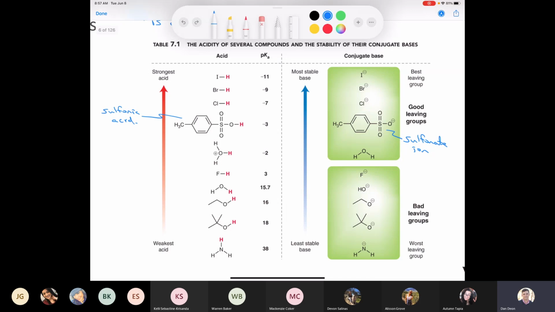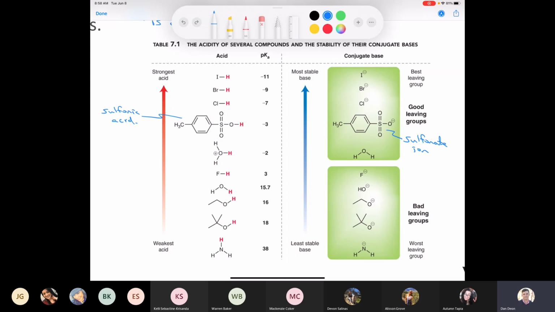They're the conjugate base of strong acids. So these are our strong acids right here. The reason why fluoride is not a good leaving group, you might think, well, all halogens would be a good leaving group. Well, the pKa of hydrofluoric acid is 3. It's greater than 0. And so fluoride is not considered a good leaving group, right?